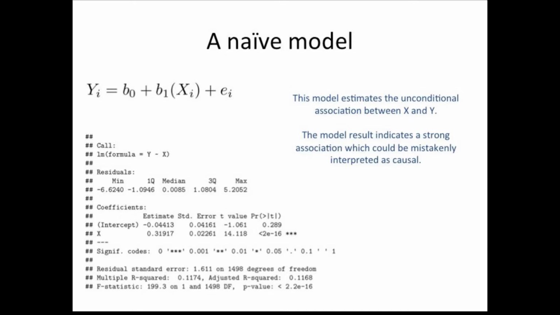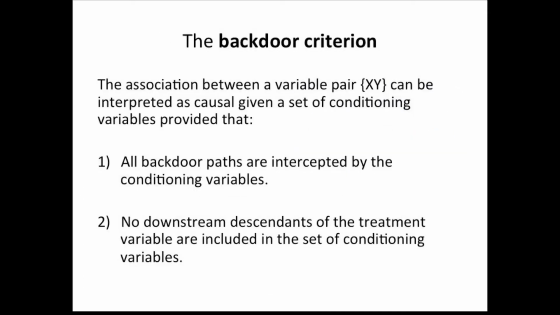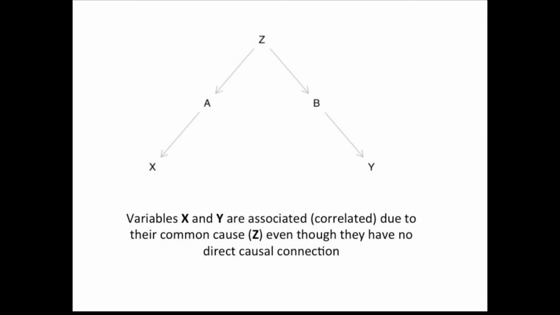And this is a regression result that I generated from this figure. So here we're doing a regression model to look at the relationship between X and Y. Now we know from this diagram there's no arrow between X and Y, so the true causal relationship here should be 0.